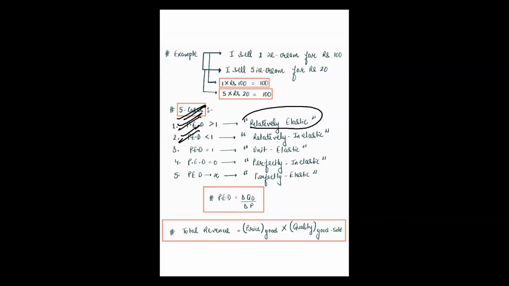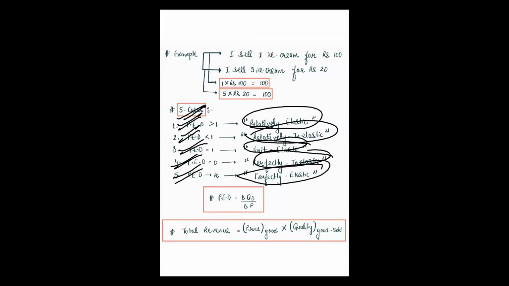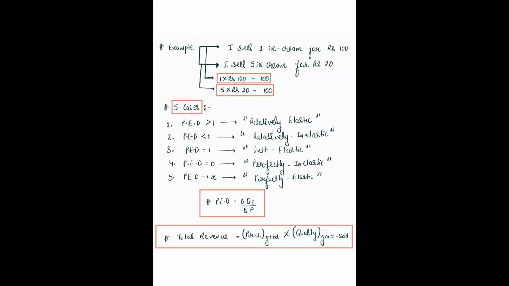PD greater than 1 is relatively elastic, PD less than 1 relatively inelastic, PD equal to 1 is unit elastic, PD equal to 0 perfectly inelastic, PD equal to infinity perfectly elastic. ठीक है, and total revenue का formula and revenue के हिसाब से inelastic, elastic and everything you should see.